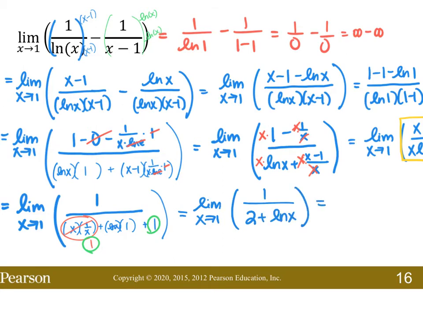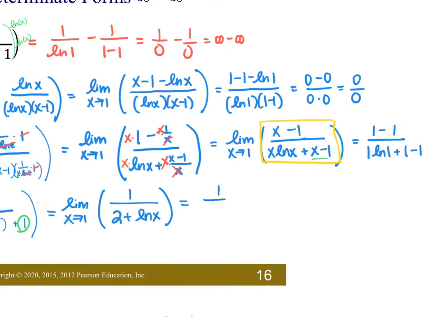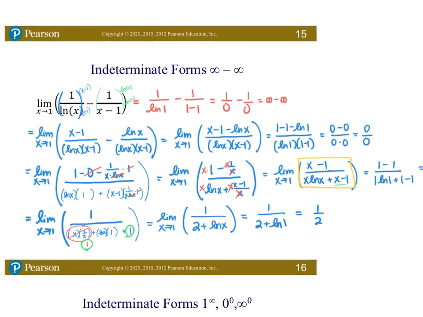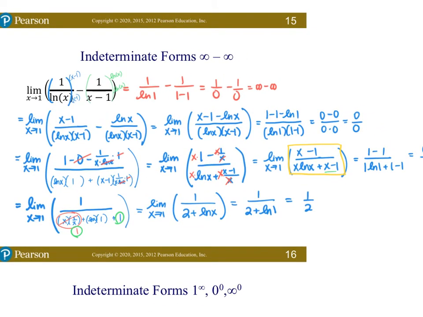And I'm going to plug in the number 1. That'll give me 1 over 2 plus ln 1, and since ln of 1 is 0, I finally get the limit of 1/2. All right, this was a doozy of a problem to start our day out with.